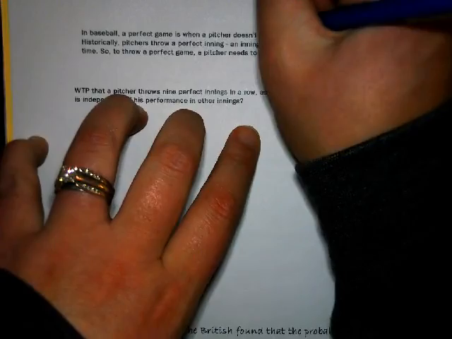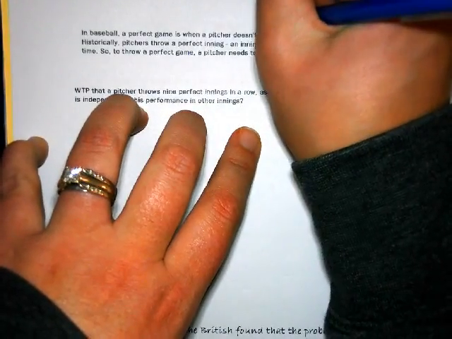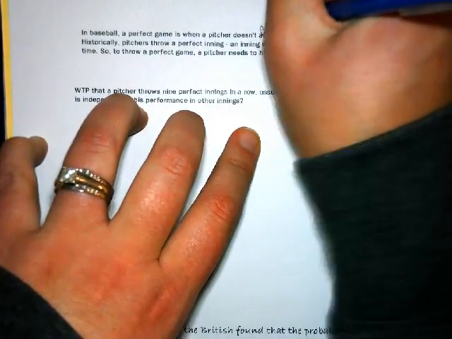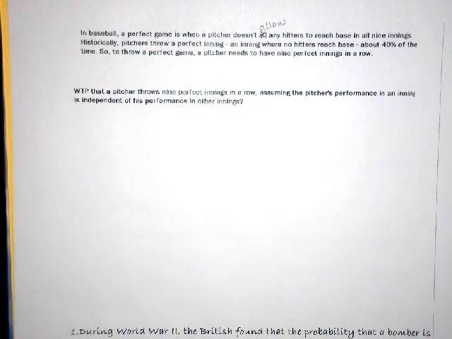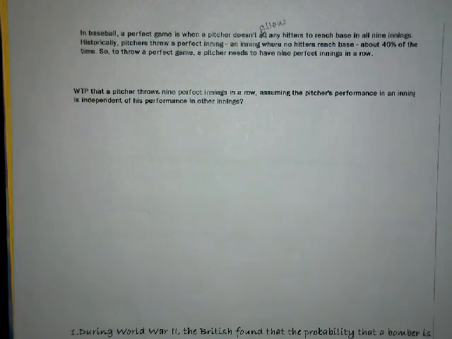So in baseball, a perfect game is when a pitcher doesn't allow any hitters to reach base in all 9 innings. And I really dislike that statement or definition. It's not just the pitcher, it's the other people playing the game too. So no hitters reach base in all 9 innings.